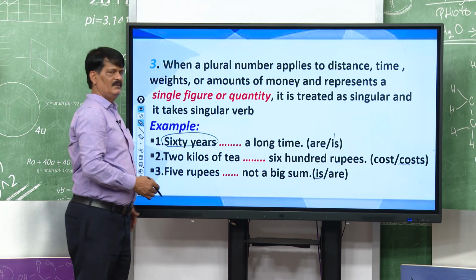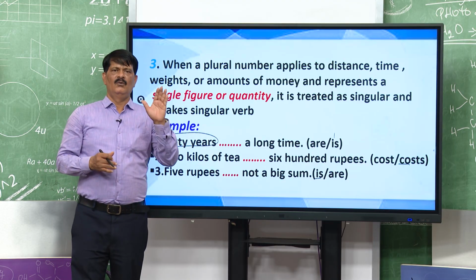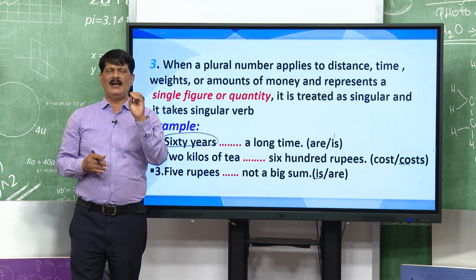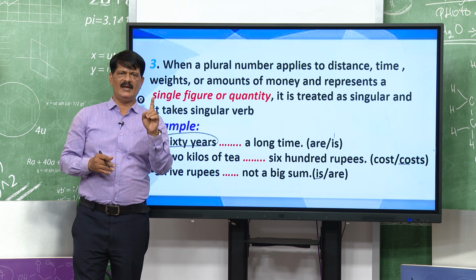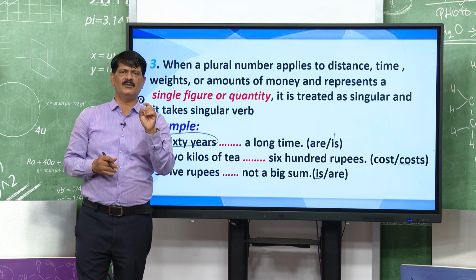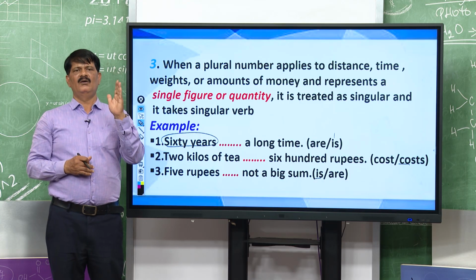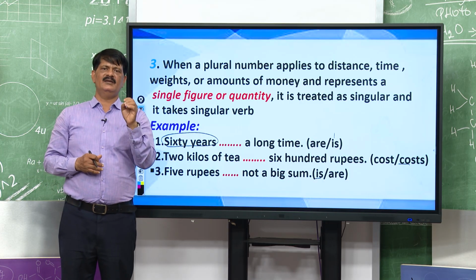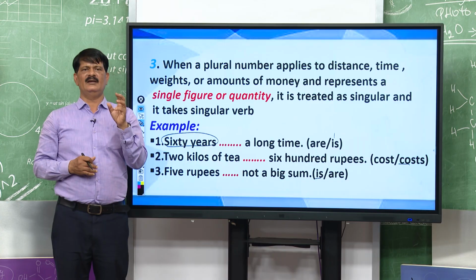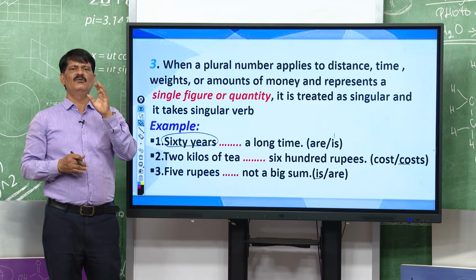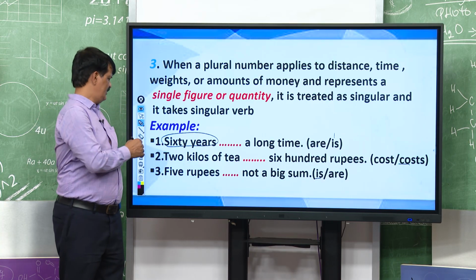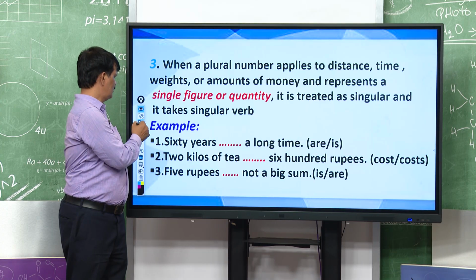Then it is clear to you: when a plural number applies to distance, time, weights or amount of money and represents a single figure or quantity, it is treated as singular and it takes a singular verb. I think it is clear to you. Then we will go to the next one. What is the next one?